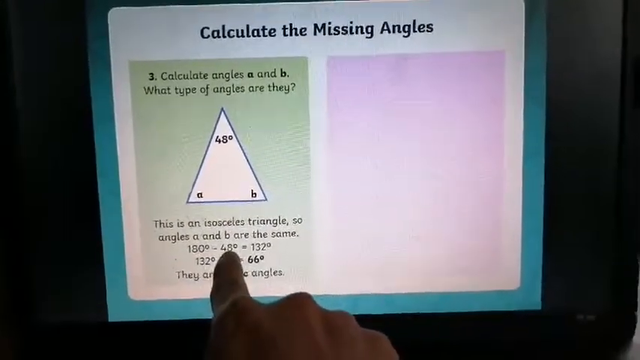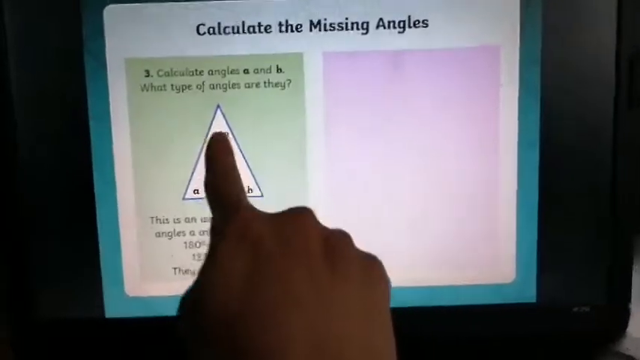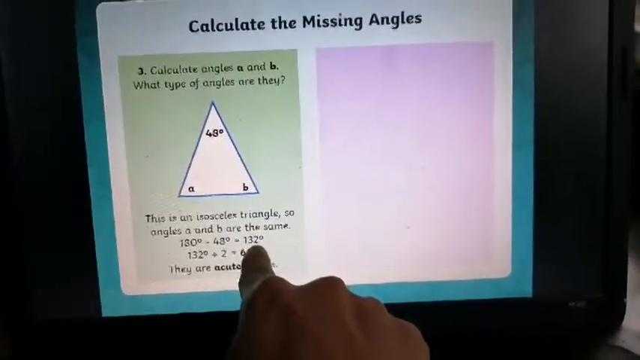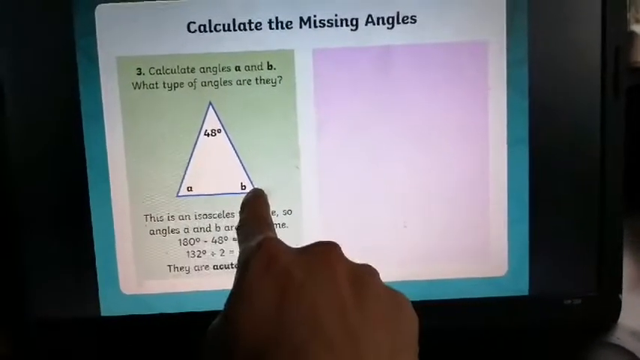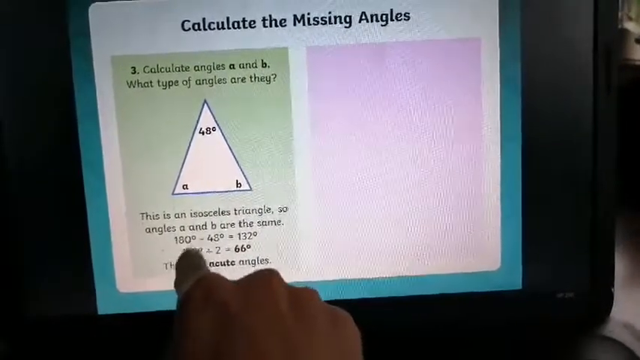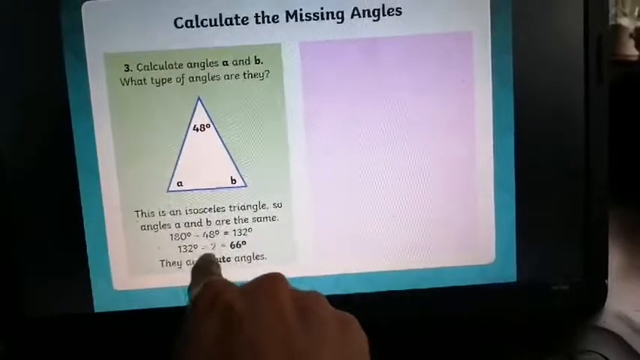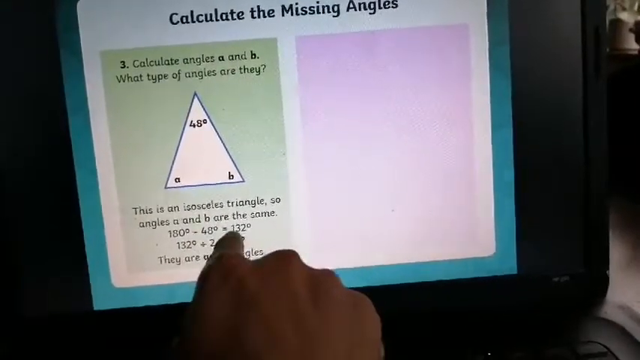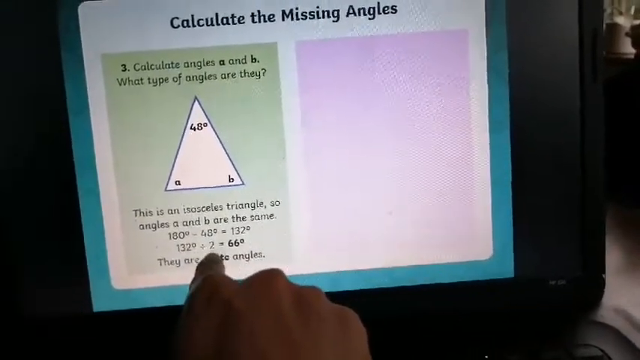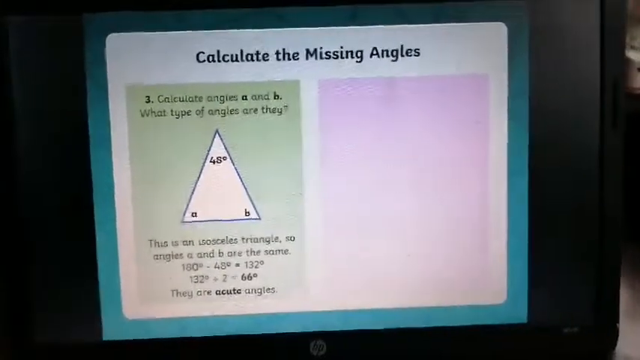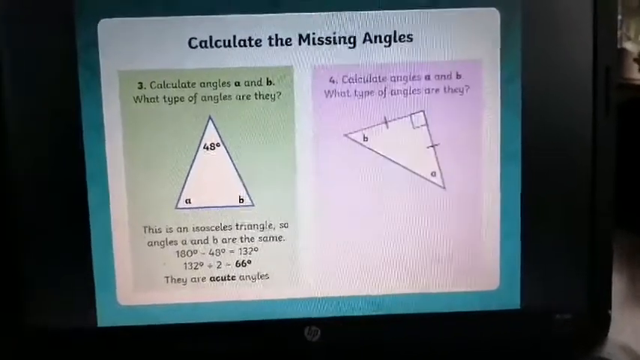Okay, so we know 180 degrees in any triangle is the adding up of all the angles together. We know we have 48 degrees here already. We take that away to make 132 degrees. Angle A and B are the same, so that's why we divide what we know is left of the 180 degrees, divide it by 2, so we know we have 132 degrees left. We divide it by 2, makes 66. So A and B will both be 66 degrees.